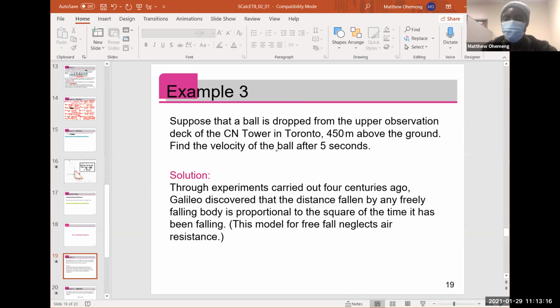Now, for the velocity problem 2, we are going to introduce this with an example. We said, suppose a ball is dropped from the observation deck of the CN Tower in Toronto, 450 meters above the ground. Find the velocity of the ball after 5 seconds.